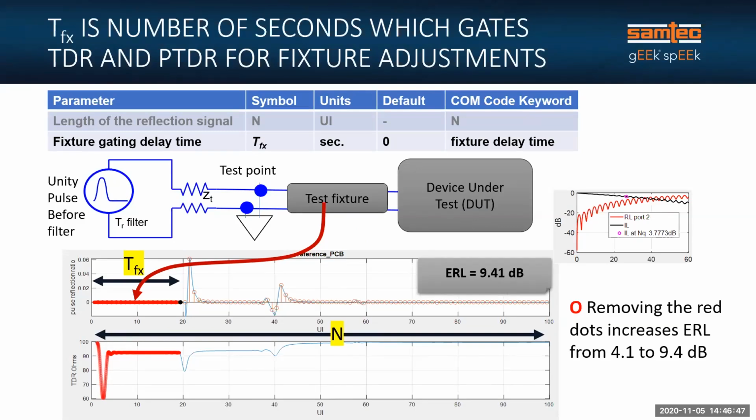Well, if I put a value in there for TFX, what happens is the red dots are all forced to 0. And then I only do computation from, let's say, 20 UI out. So now my ERL is 9.4. And it's got a lot of uses. Between TFX and N, and adjusting that, you can hone in on particular reflections, which tend to be very useful. Next.